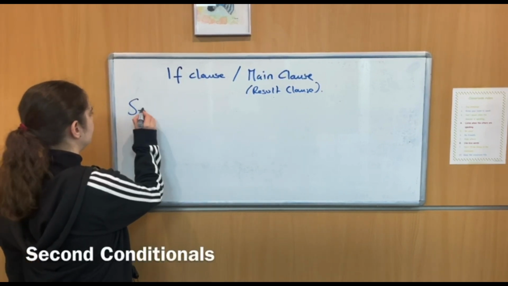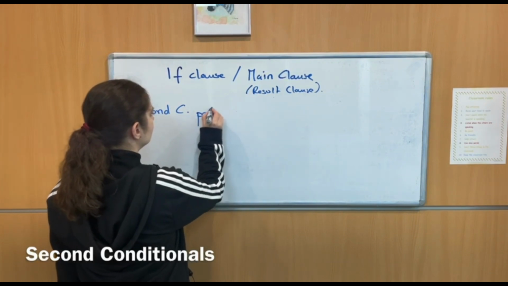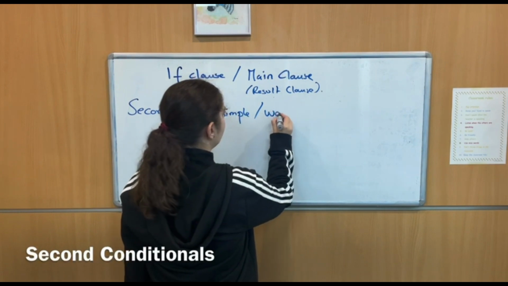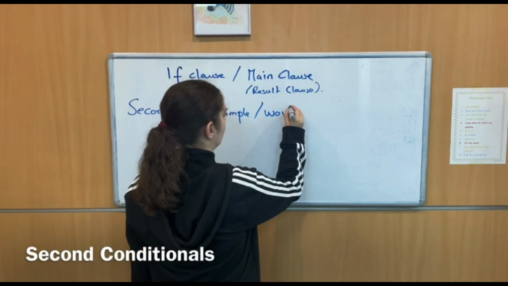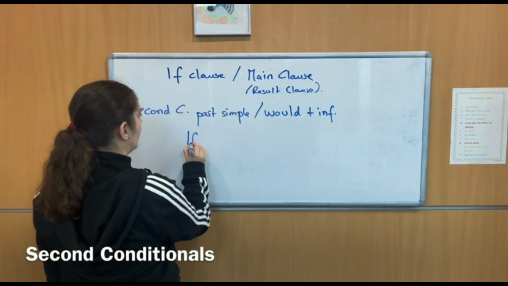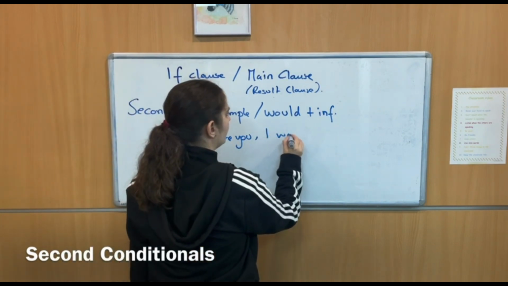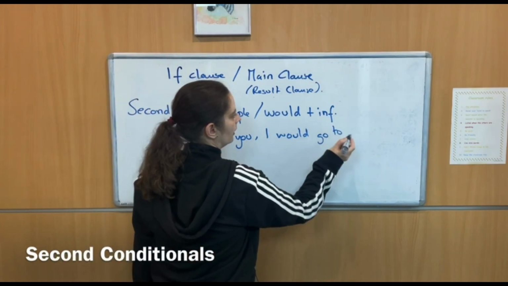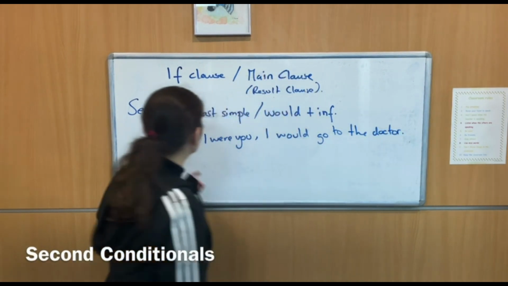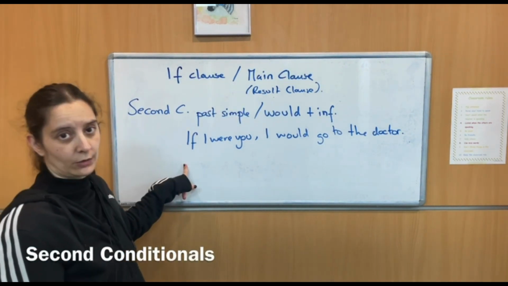Okay, the second conditional. We use the past simple in the if clause and would plus infinitive, verb infinitive in the main clause. For example, if I were you, I would go to the doctor. In this case we are giving some advice. So when you are giving a piece of advice, you use the second conditional.